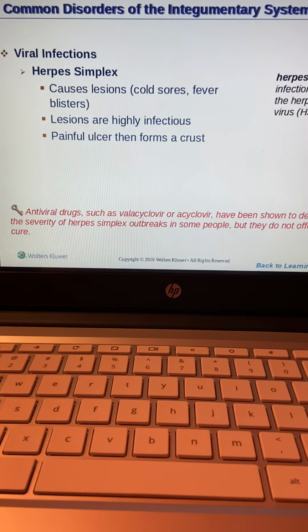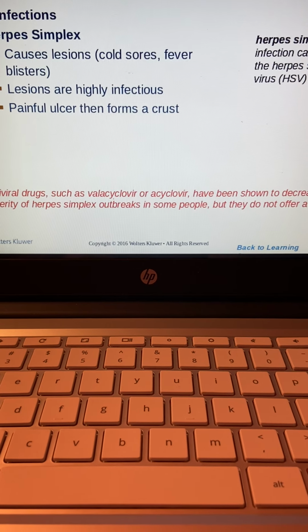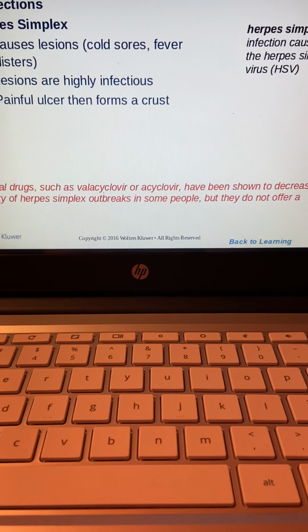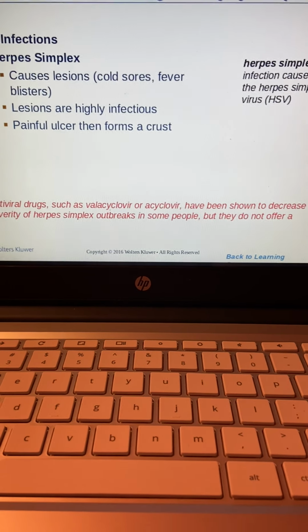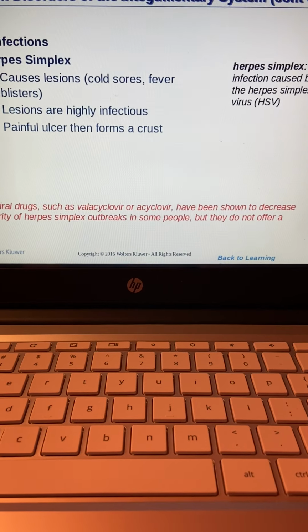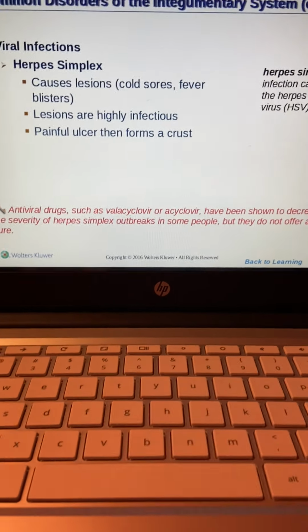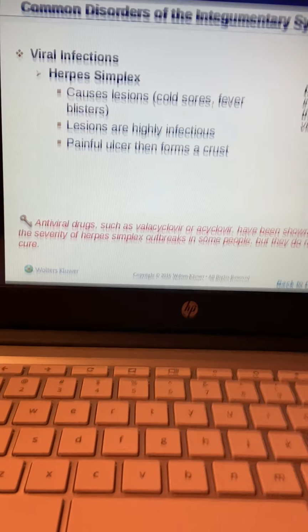Your antiviral drugs, such as valacyclovir or acyclovir, have been shown to decrease the severity of herpes simplex outbreaks in some people, but they do not offer a cure. So there is no cure, but you can manage the symptoms.